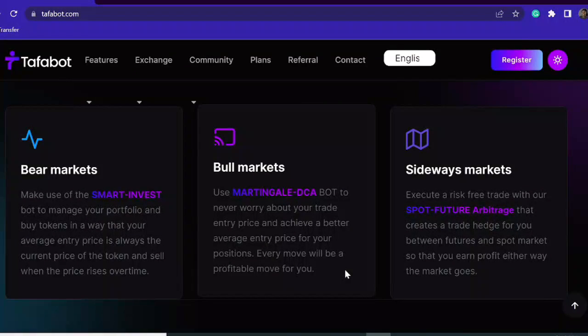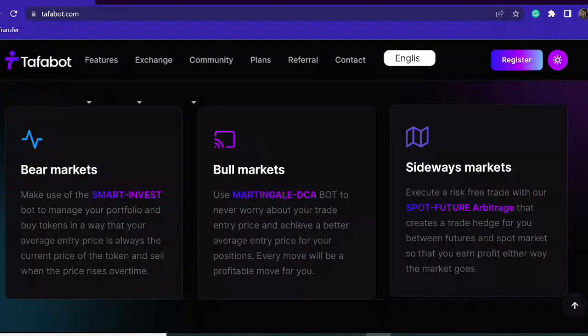All right. Okay, so for the sideways market, what do they advise that you use if you're using their platform? Okay, execute risk-free trades with our spot futures arbitrage that creates a trade edge for you between futures and spot market so that you earn profit either way the market goes.